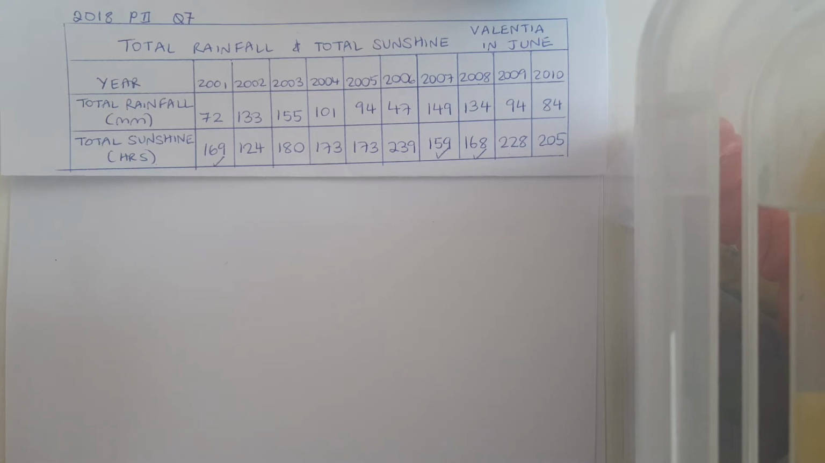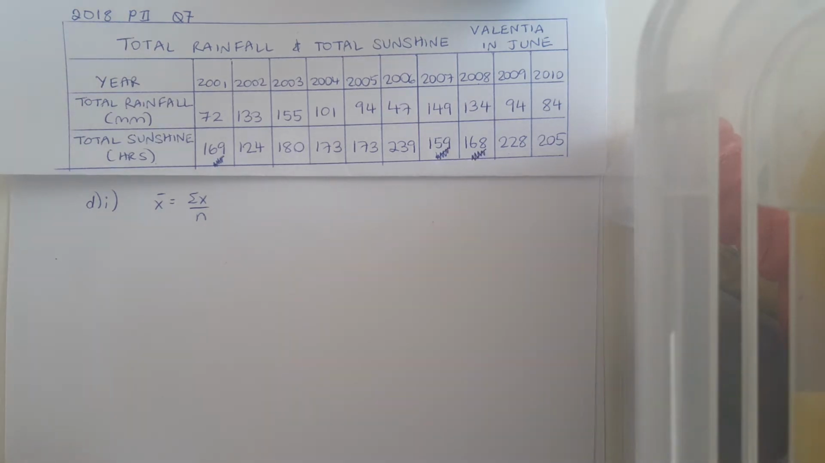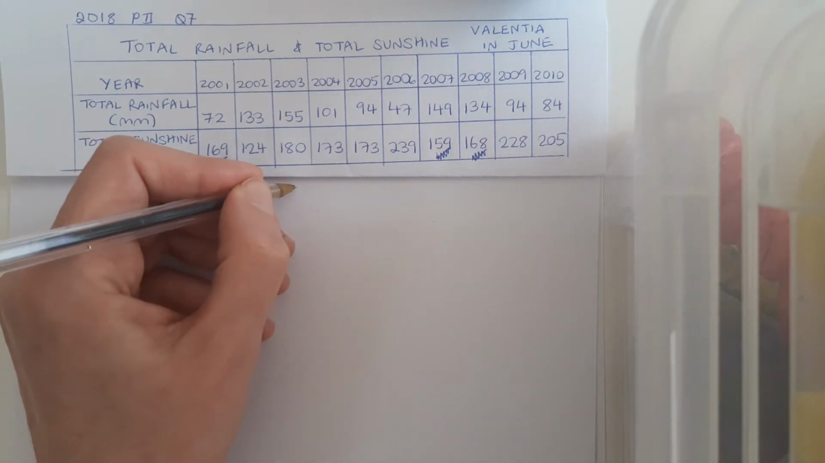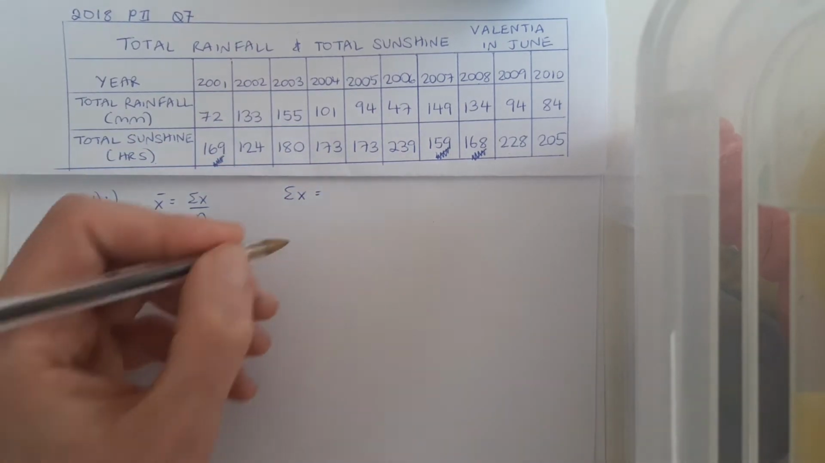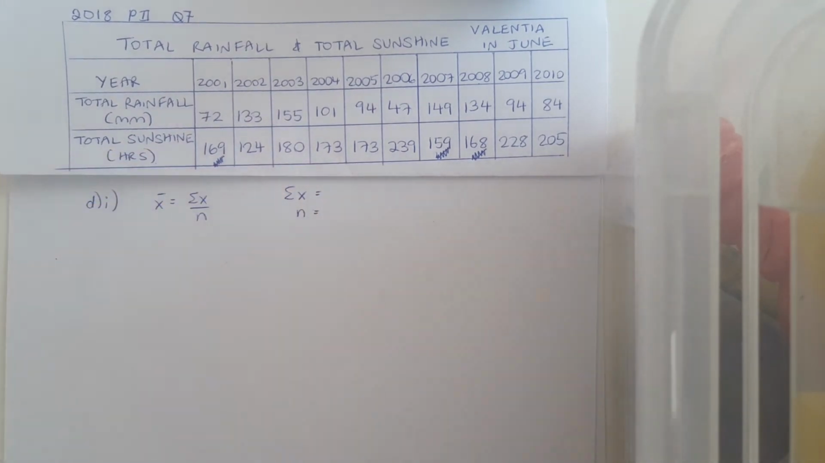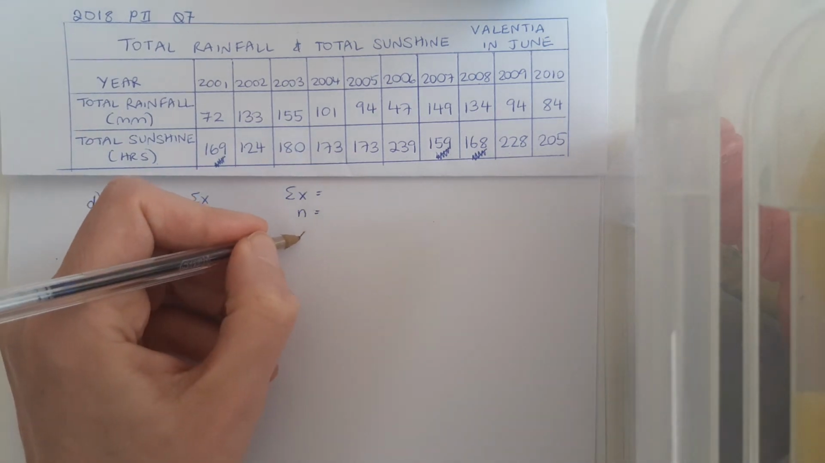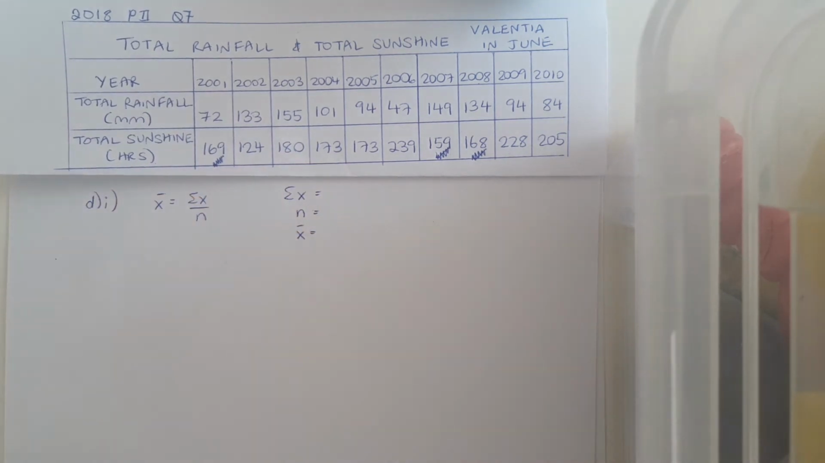So the first thing I should do is make a note of my formula. And effectively here, although they've presented it in a table, really they're giving me a list of the sunshine hours for each year. So I'm going to say x bar equals summation x over n. So all this means is I'll add up my data and divide by how many pieces of data I have. And the way that I like to present this is to present it as summation x, which just refers to what I get when I add them all up, n, which just refers to the number of pieces of data, and then I finally calculate x bar by dividing.